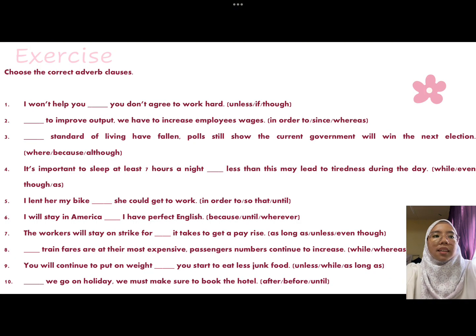Next are the exercises given based on adverb clauses. We can try doing this too, and there will be an answer sheet given by the end of the slides.